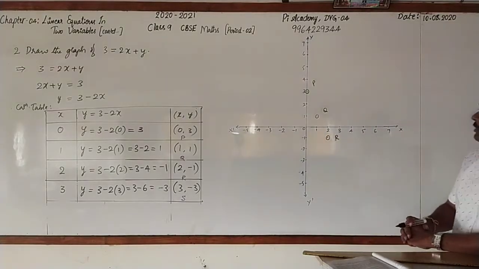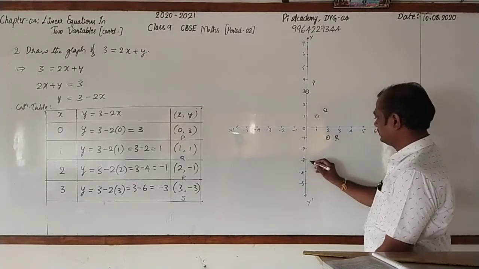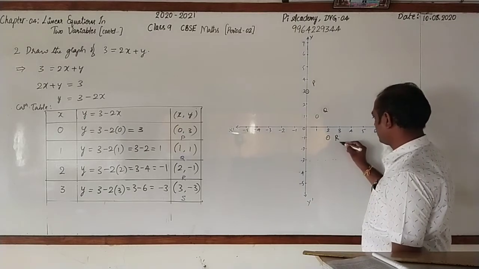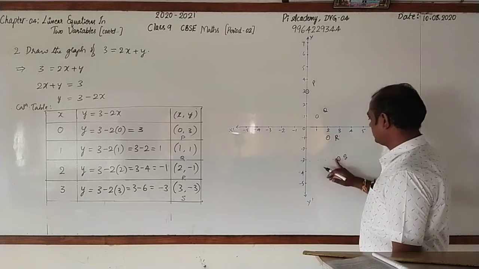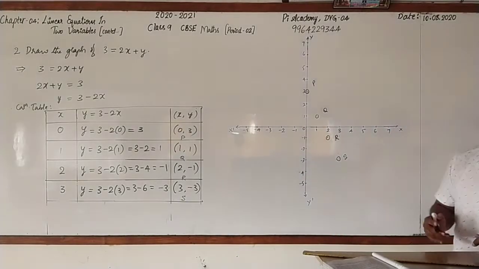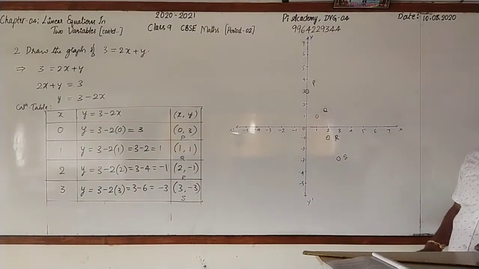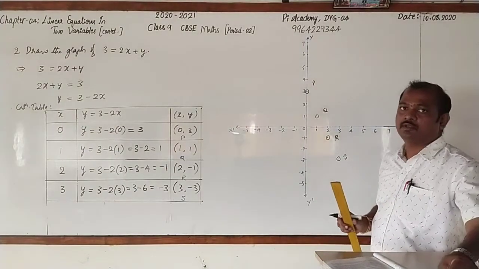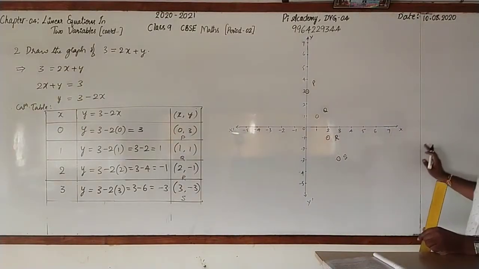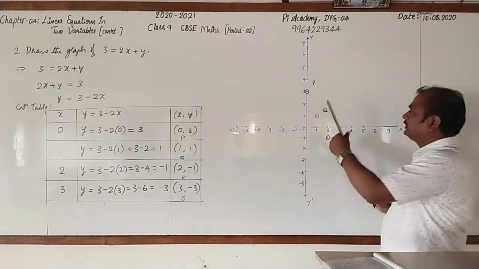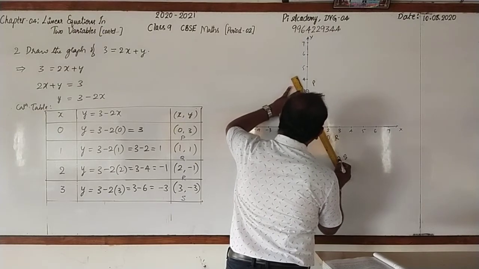Then the last one, 3, minus 3. When x is 3, y is minus 3. See, this is the point. So, in the graph sheet, there will be intersecting lines. It will be easy to mark or locate these points. Hope that you have marked P, Q, R and S. Now, we go for joining all these points. Take scale and pencil and go for joining them.